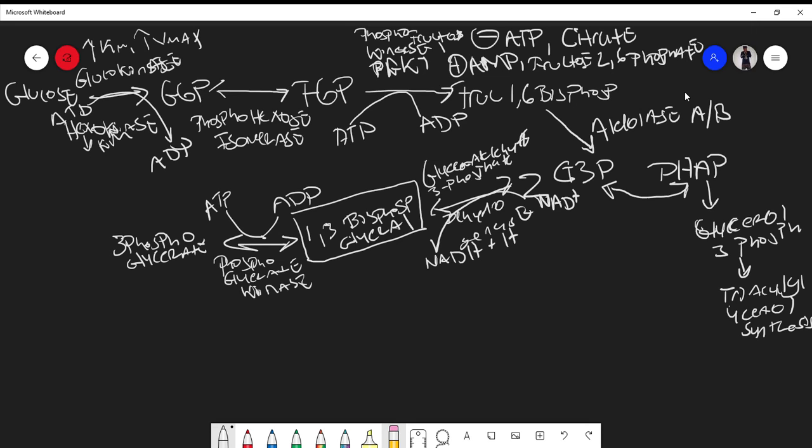and then from 3-phosphoglycerate, we get 2-phosphoglycerate. Again, this is a reversible reaction. This is 2-phosphoglycerate. And the enzyme that does this reaction is phosphoglycerate mutase. So this is done by phosphoglycerate mutase. From 2-phosphoglycerate, we lead to phosphoenol pyruvate.